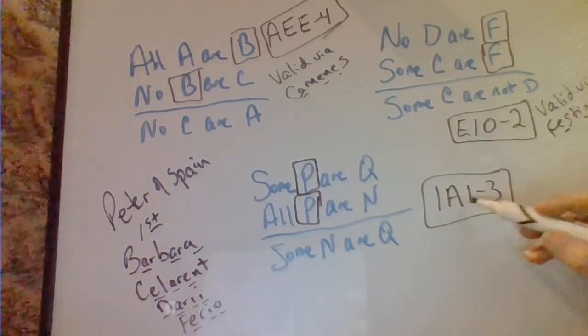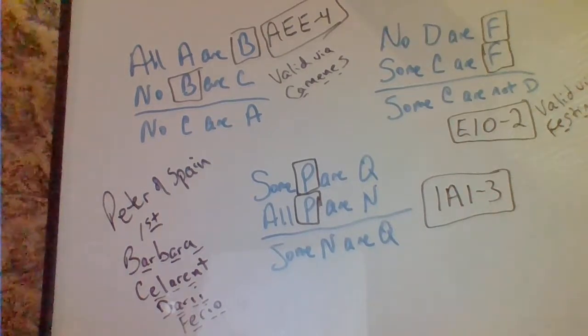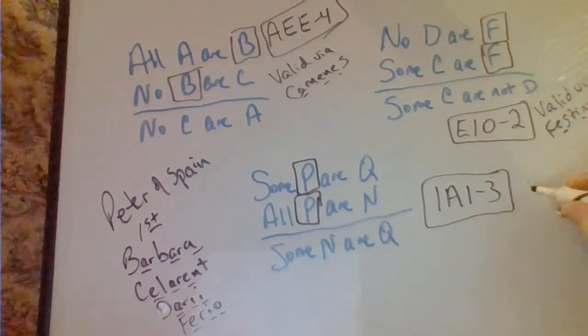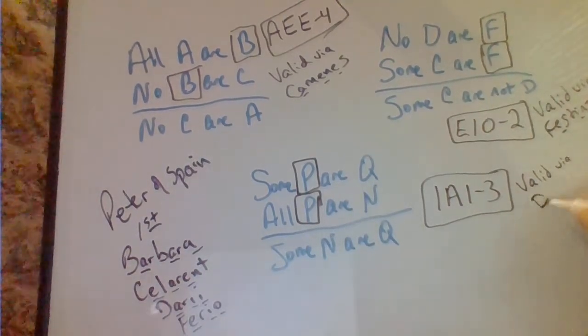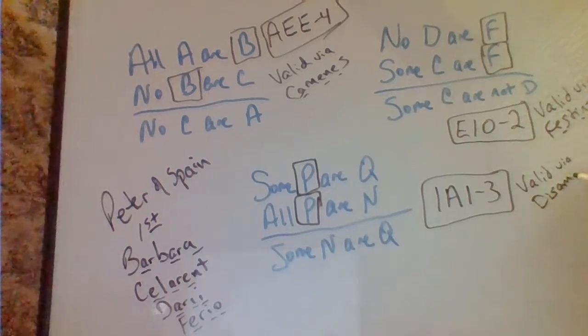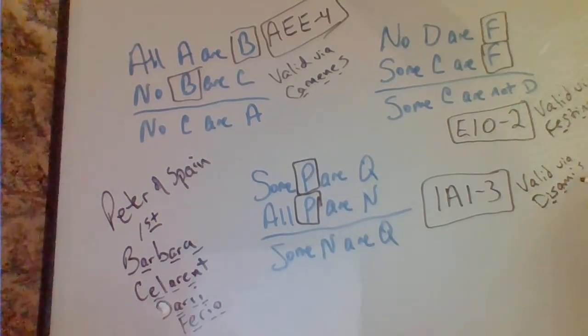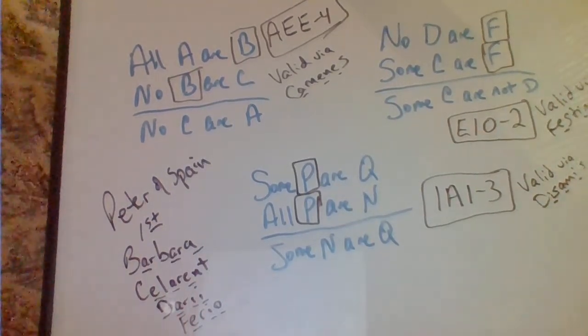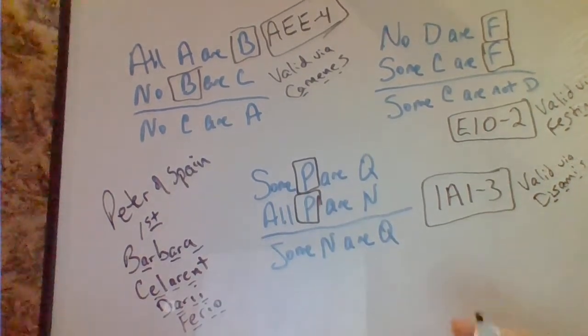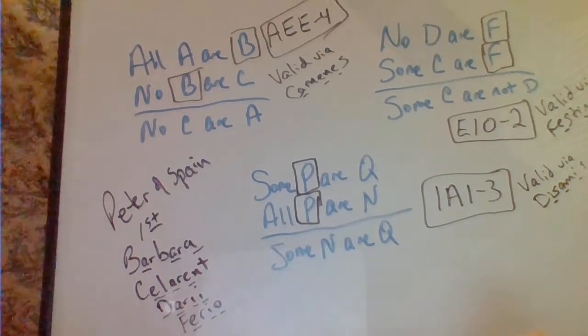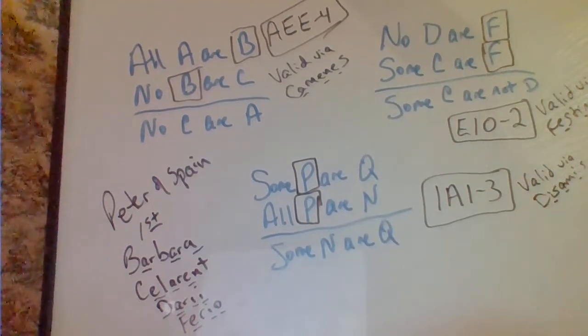And here, IAI figure 3, I'm going to look under the third figure column for a word that has IAI under it. And the first one again, Disamis, has that. So again, since it's on the list, it's valid via Disamis, IAI under figure 3. Okay, so that's really all there is to it. It's the easiest test in the world. But that's how we determine, or that's the easiest way anyway, to determine.